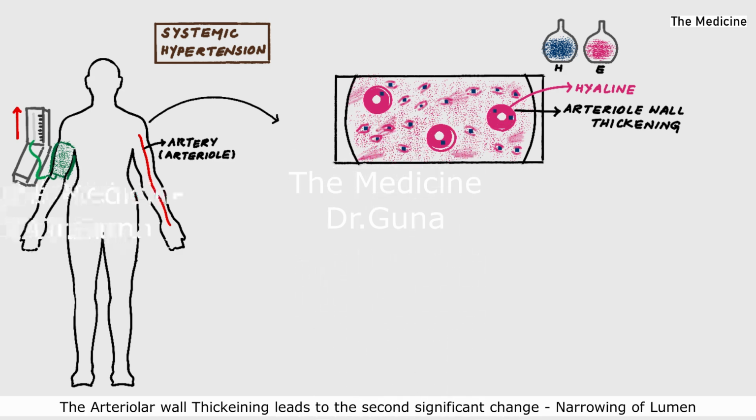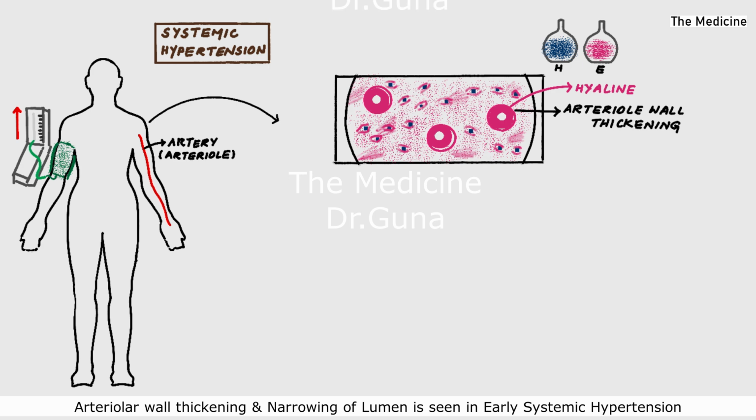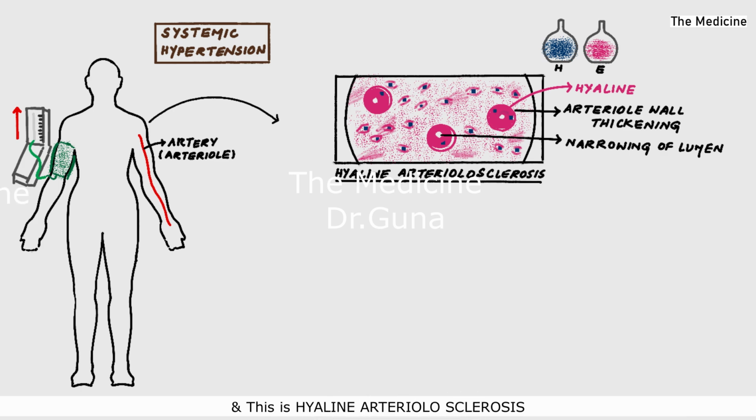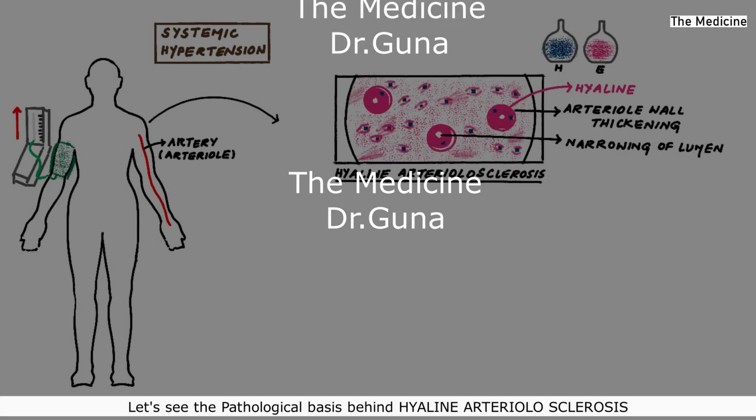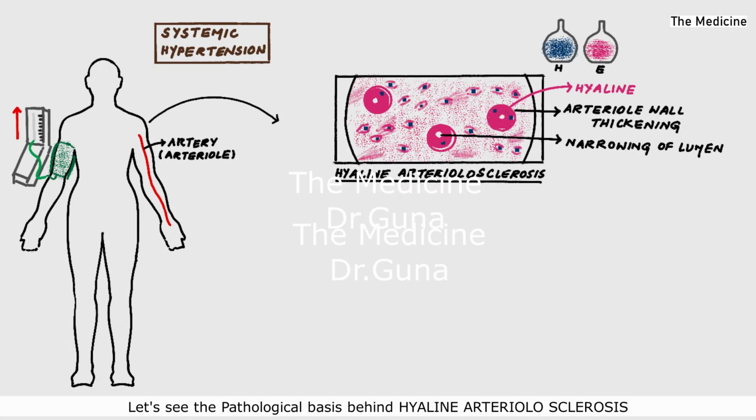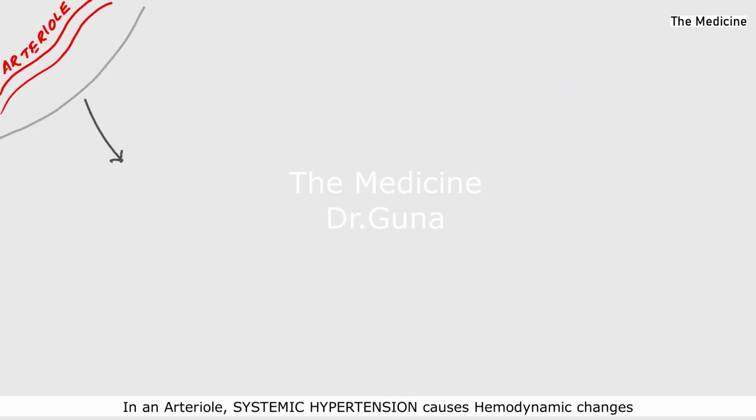The arteriolar wall thickening leads to a second significant change, the narrowing of lumen. Arteriolar wall thickening and narrowing of lumen is seen in early systemic hypertension, and this is hyaline arteriolosclerosis. Let's see the pathological basis behind hyaline arteriolosclerosis.